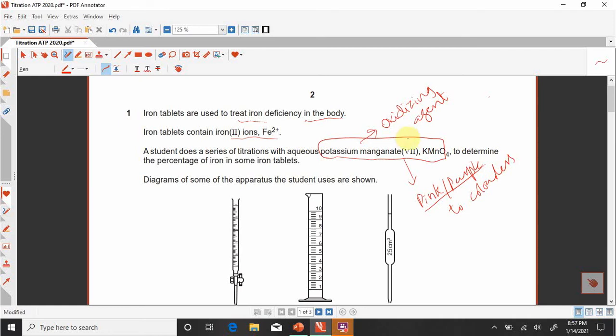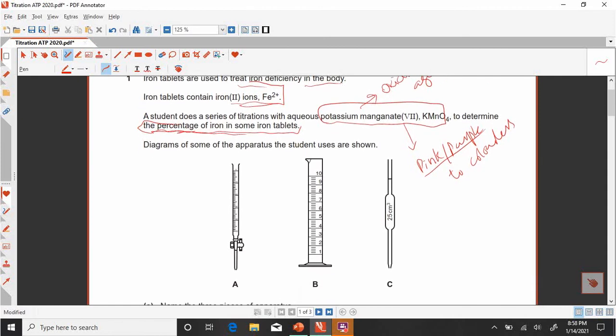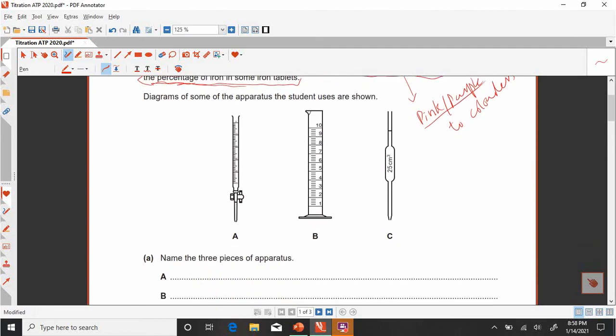So this is a very important point which we have to focus on. We use Fe2+ ions and potassium manganate to determine the percentage of iron in some tablets. We have to calculate the percentage by mass of the iron. This is also being asked in this question. Now the diagrams of some apparatus are shown below, which we will use for this experiment.